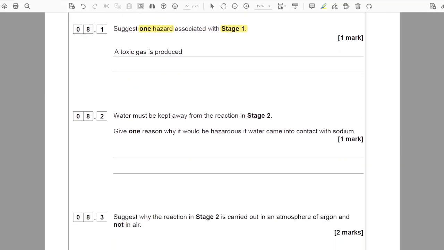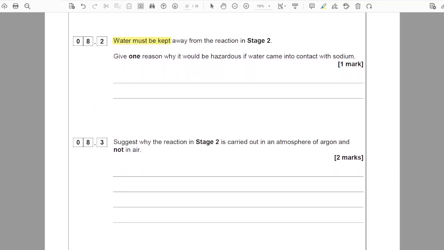8.2. Water must be kept away from the reaction in stage 2. Give one reason why it would be hazardous if water came into contact with sodium. Sodium is a very reactive metal, and so when you would react it with water, it would fizz and it would produce a gas, and that gas is hydrogen. And the problem with hydrogen is that when produced, it's actually explosive and flammable. It's quite hard to store, and that's why hydrogen is often a hazard in most industrial processes.